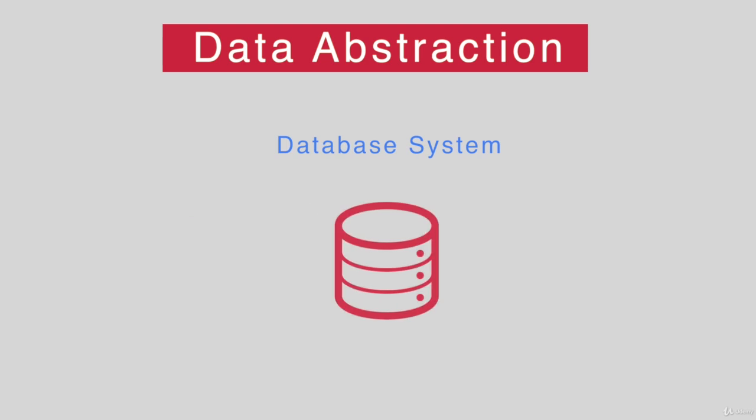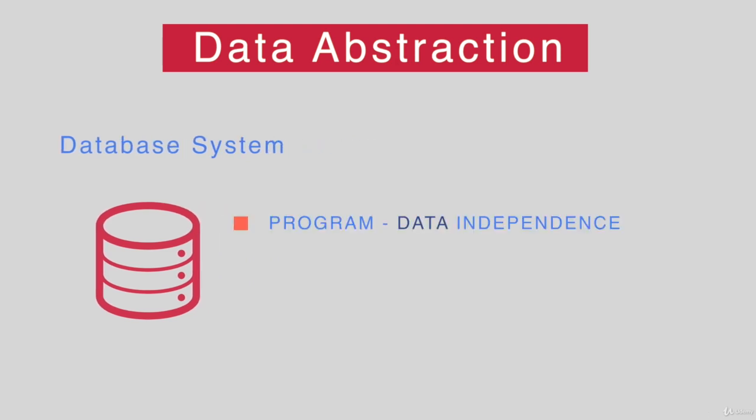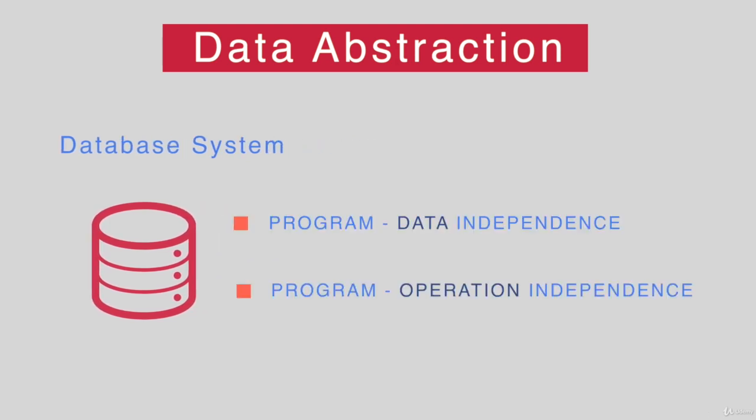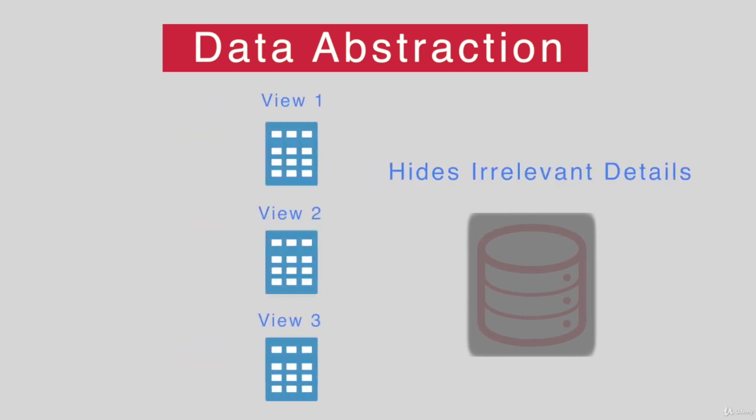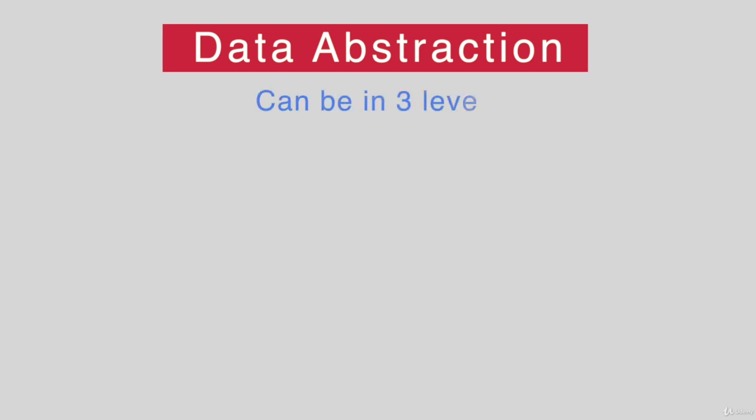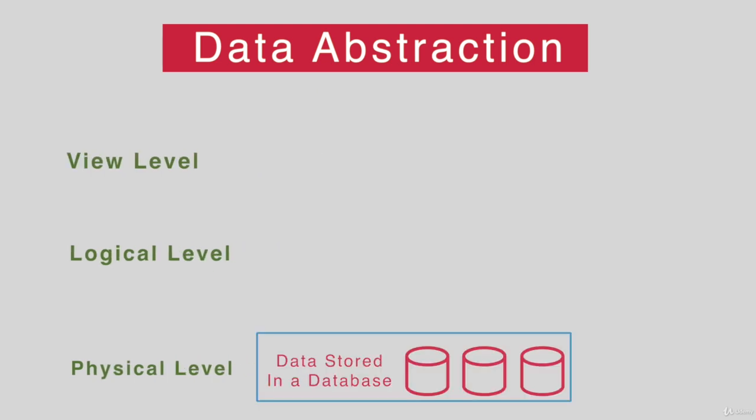We can say a database system is providing data abstraction only if it can support both program-data independence and program-operation independence. Data abstraction hides irrelevant details and provides an abstract view of the data. Data abstraction can be in three levels: physical, logical, and view level. Physical level describes how the data is stored in the storage. It is the lowest level of abstraction.